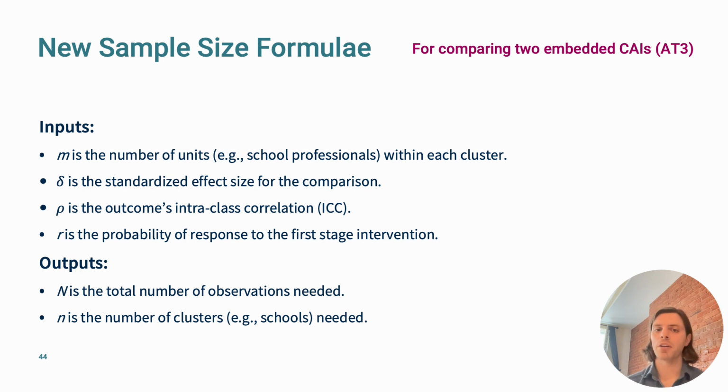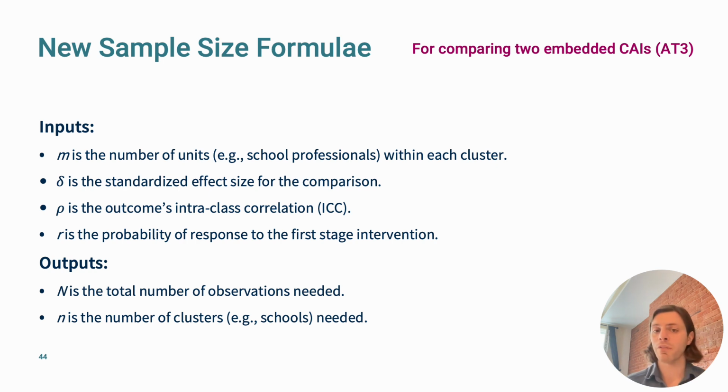So the formula I'm going to talk about today is for comparing two embedded clustered adaptive interventions. So that is AIM type 3. If you'd like the formulas for AIM types 1 or 2, we have it available in the handout section on the kd.space website.